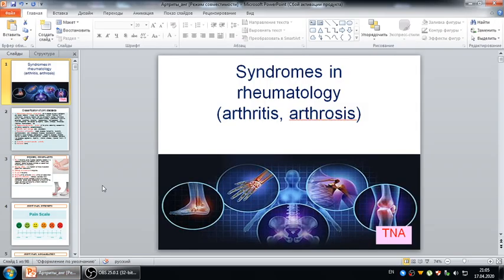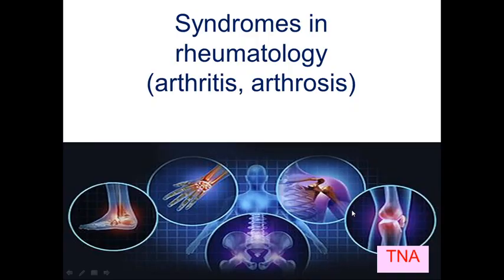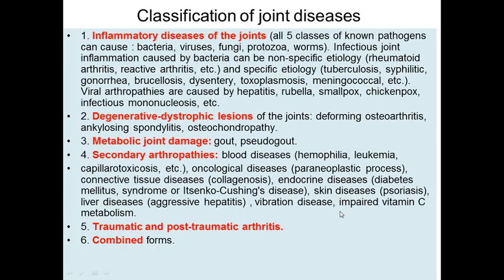Dear students, today we will discuss rheumatology disorders, and mostly we will focus on discussing syndromes in rheumatology, arthritis and arthrosis syndromes. There are many diseases which can result in damaging of joints, and in the first place, of course, this is inflammatory diseases. Inflammatory diseases of joints can be caused by all 5 classes of known pathogens like bacteria, viruses, fungi, protozoas, worms.